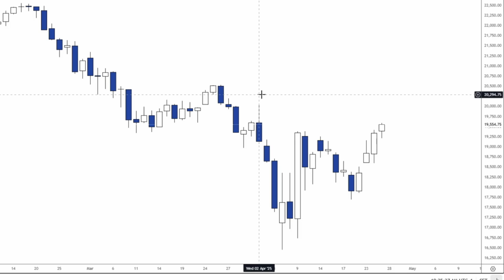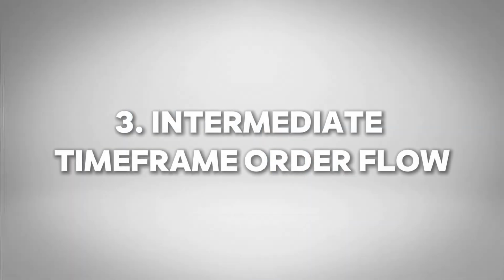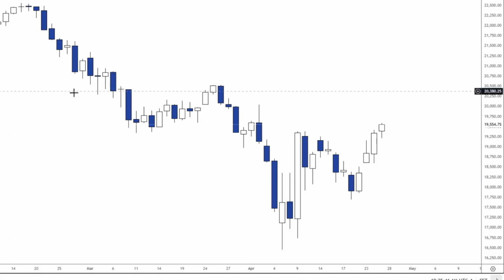Now, the next thing that we want to talk about is intermediate time frame order flow. Okay. Now, the daily bias is more that higher time frame, daily to 4 hour, 1 hour, right? Which tells you that, over time, this is where I'm likely to draw to. But the intermediate time frame analysis really tells you how you're going to get there.